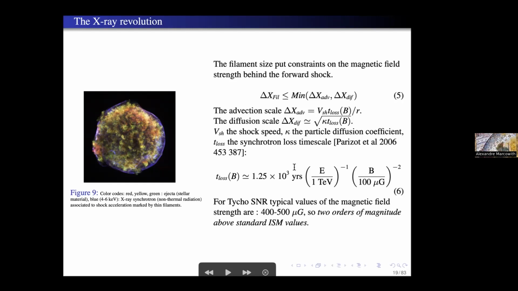And what we find from the size of the filament is that the magnetic field here, produced by TeV electrons, has a strength of about 4 to 500 microgauss. That is two orders of magnitude more than what we usually have in the interstellar medium. So something is going on here, and it is likely connected with the acceleration of cosmic rays themselves, producing the self-generated turbulence I will talk about.